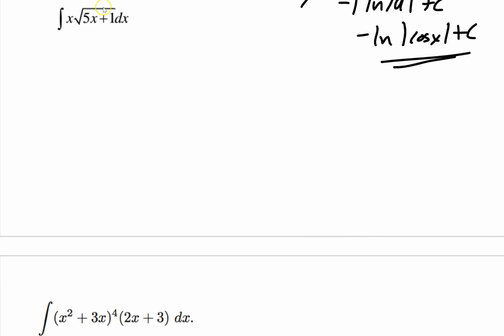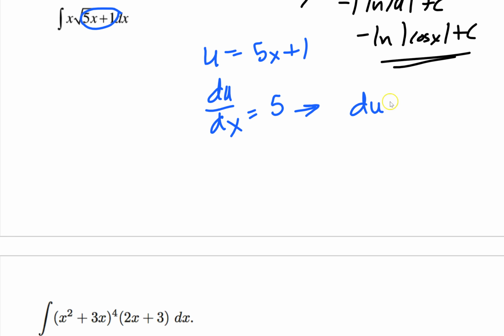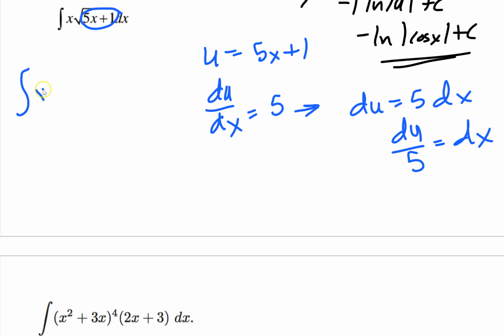Look at this one. Hopefully it's easy to see what the u is, right? It's going to be this right there. U is going to be 5x plus 1. Let's take the derivative. Du over dx equals 5. Do some algebra. Multiply by dx. Du over 5 equals dx. Now, if you look at this one, when I plug it back in, look what's going to happen. So integral x, let's rewrite that to the 1/2 power. So this is going to be u to the 1/2 du over 5.